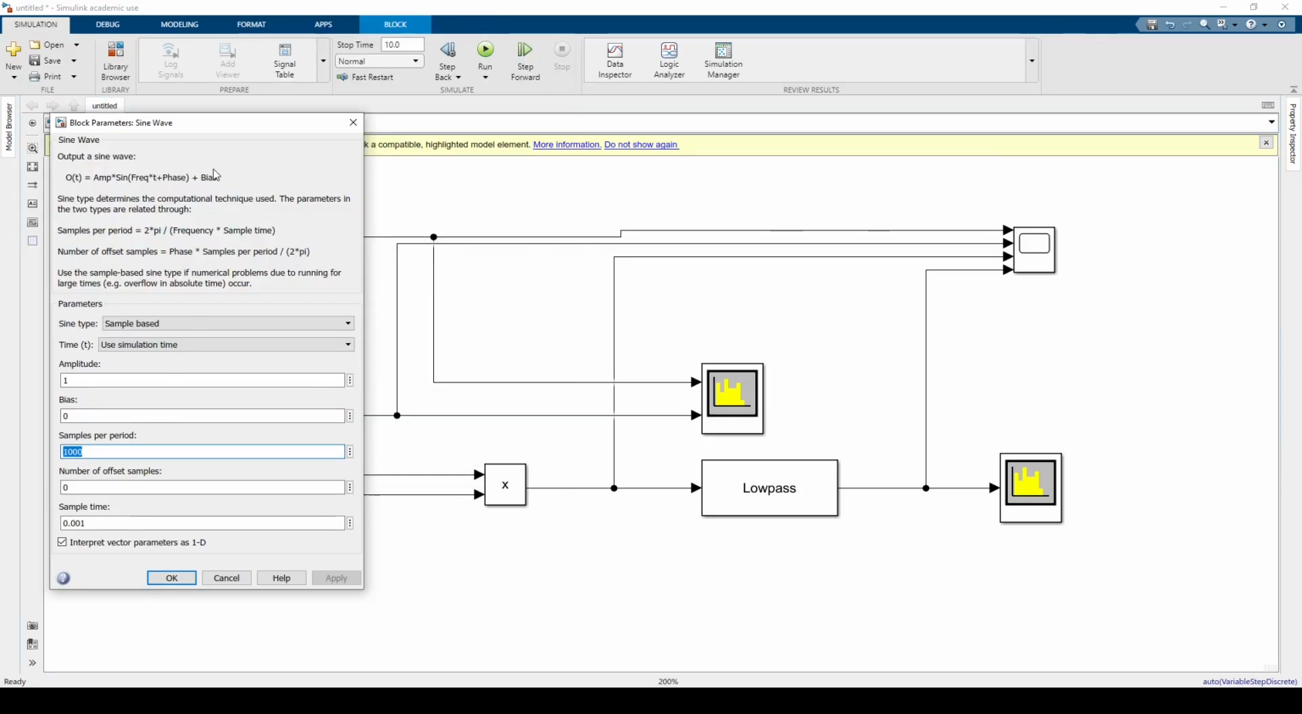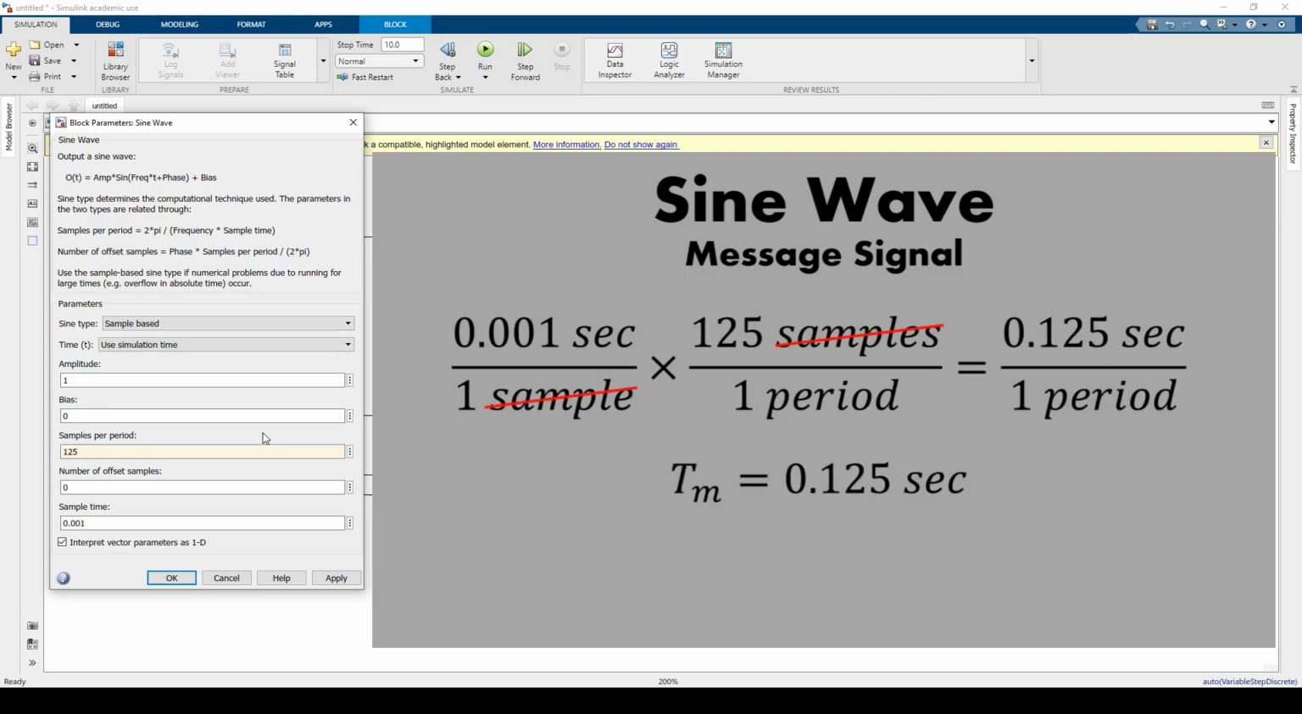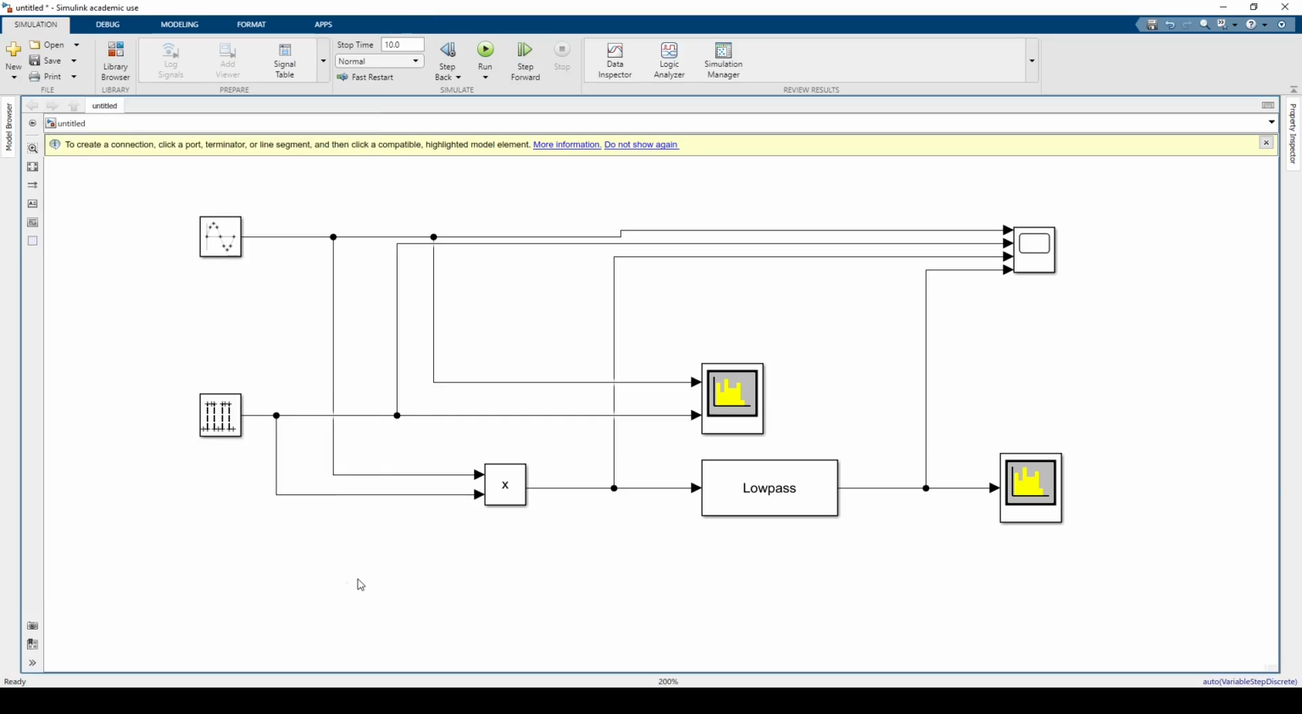If we decrease the samples per period to 125, with a sine wave having 125 samples per period, each of its periods is now 0.125 seconds, or 125 milliseconds. That means the frequency of the sine wave is now 8 Hz. And for proper reconstruction, the sampling frequency needs to be twice that, which is 16 Hz. With the sampling frequency still at 10 Hz, which is less than what we need, let's see what we get.